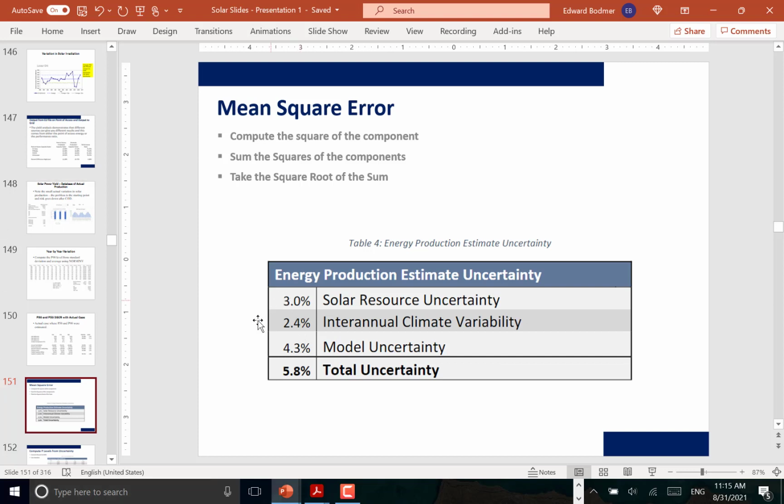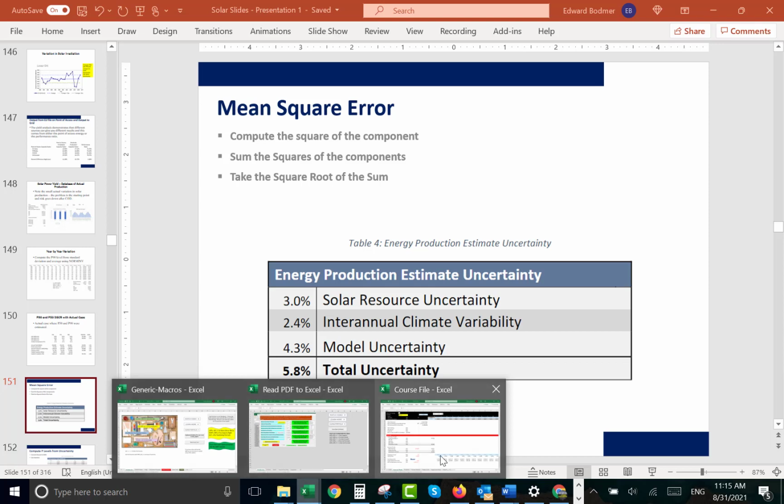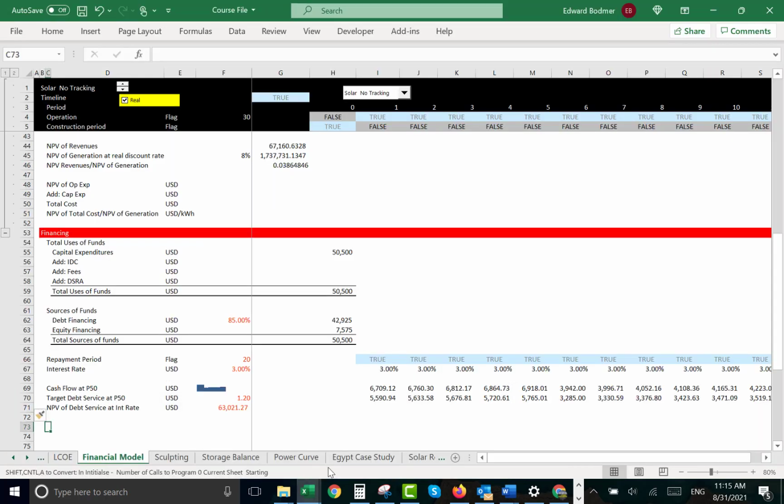You notice that this 5.8%, if I add 3 and 2, that's about 5.4, and 4 is 9 point whatever. I'm sorry. That's not the 5.8. That's because you use this mean squared error. What you would do is square this one, square this one, square this one, add up the squares, take the square root, and you get the 5.8. But for now, I want to show you how you're going to use this 5.8. We'll use that uncertainty.